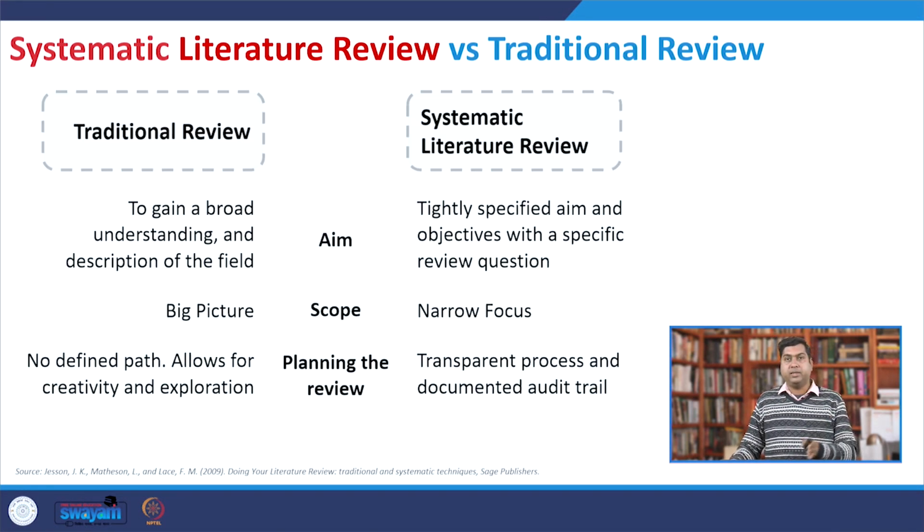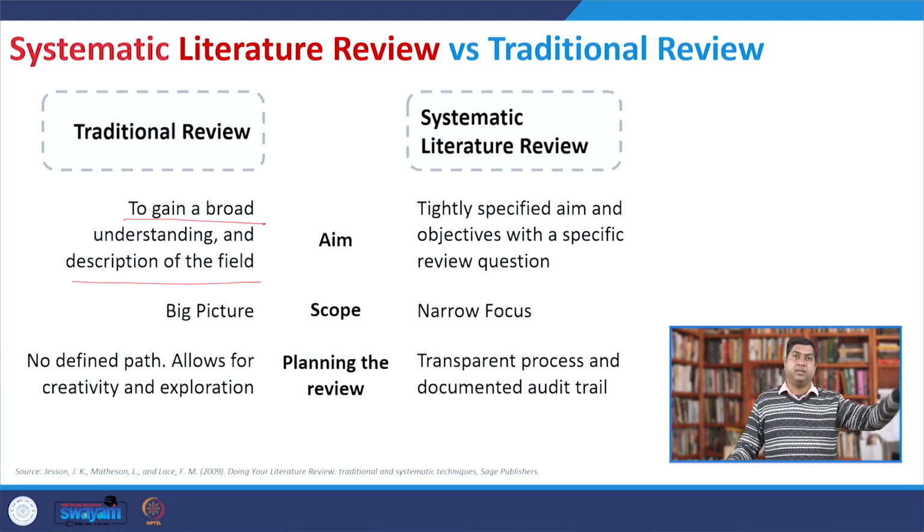Now let us understand a head-to-head comparison between traditional review and systematic literature review. If you look at the aim, the aim of a traditional review is to gain a broad understanding and description of that particular field. So it is a broad understanding of the topic, and we search, get a paper, and start reading it to understand the broad topic, and then we find that there is another paper mentioned in the paper that I am reading through.